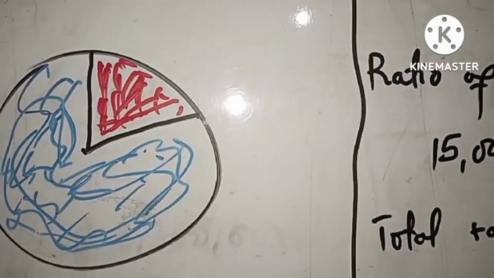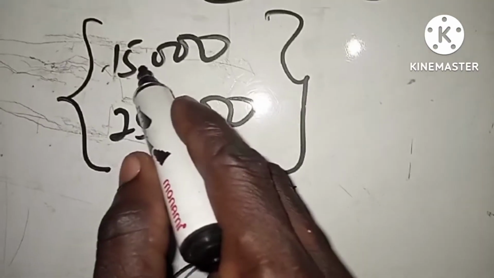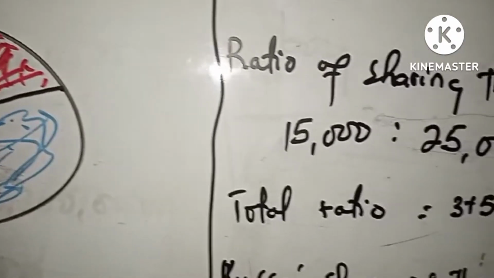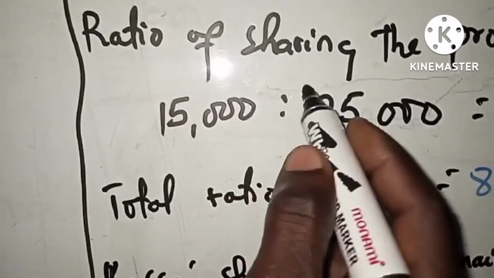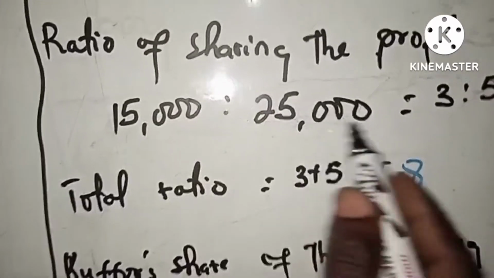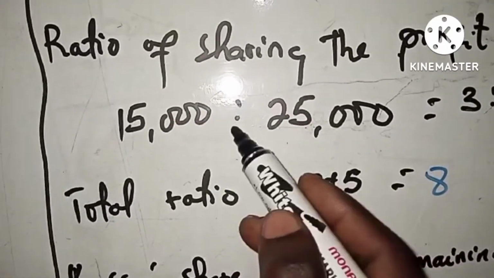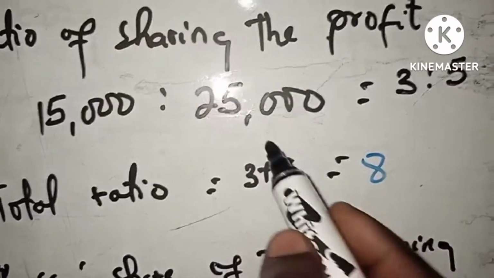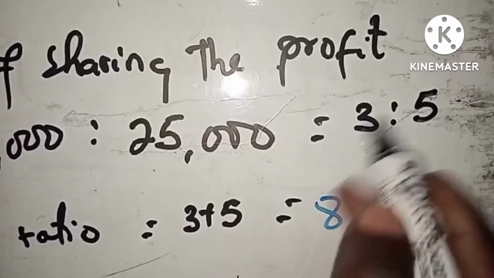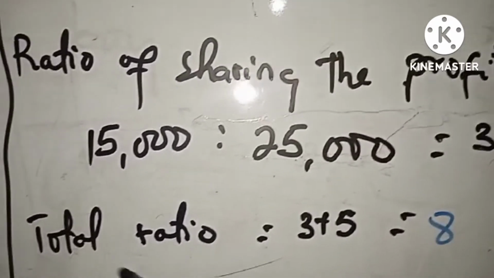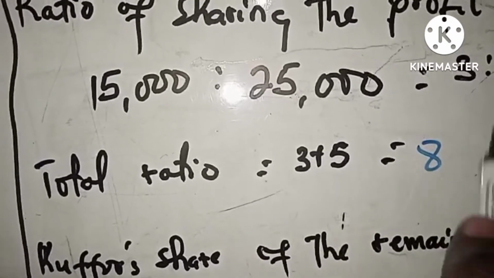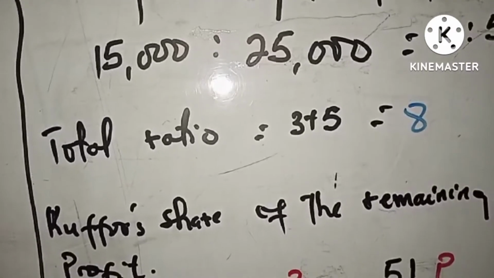The ratio here is 1500 to 2500, right? So 15 is to 25, or 1500 to 2500. You need to reduce this, so you can use 500 to reduce the two sides. Of course, you have to reduce it to the simplest form, the smallest form whereby you cannot do anything more about it. So if you use 500, I think you are going to have 3 is to 5, right? Now from here you can find the total ratio. That should be 3 plus 5, equal to 8. So this is the total ratio that they are sharing.